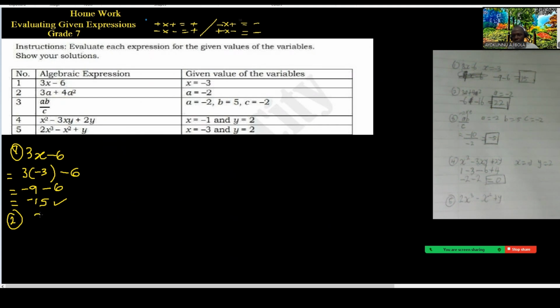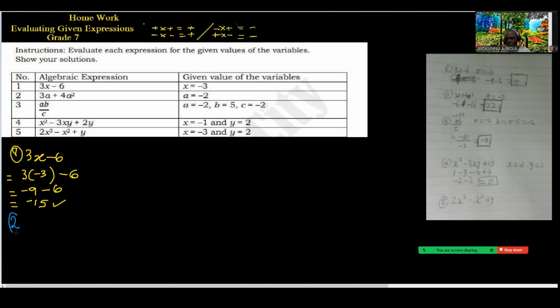says 3a. Hold on, give me a few seconds. This number two says 3a plus 4a squared. We've been given a again to be negative 2. So we just put negative 2 wherever we see a. So this is negative 2 all squared.